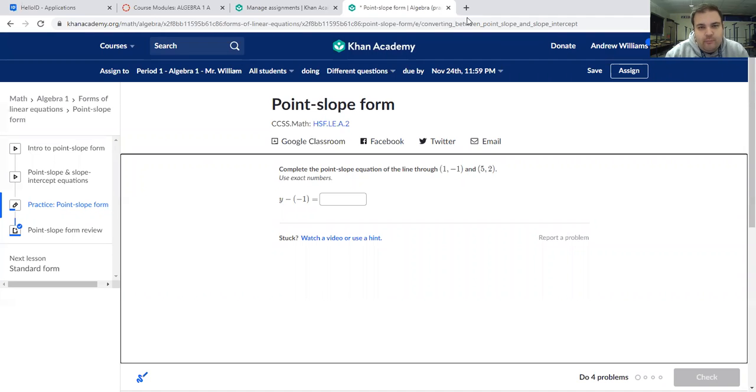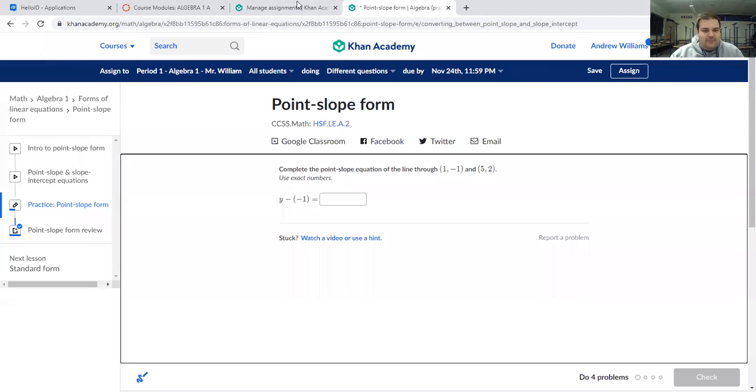Here we go. We're working on point slope form. So you may be wondering, why do I even need to know this? Like, why do I need point slope form? Well, here's the thing.